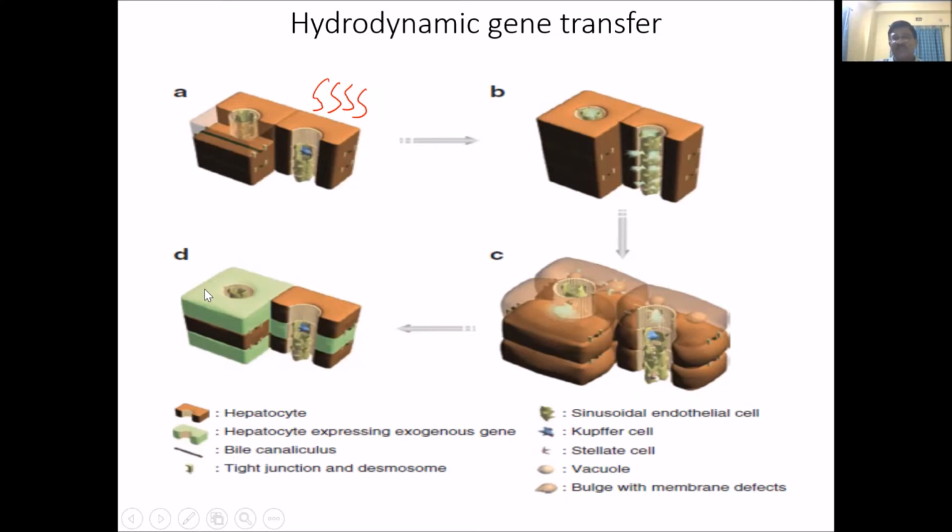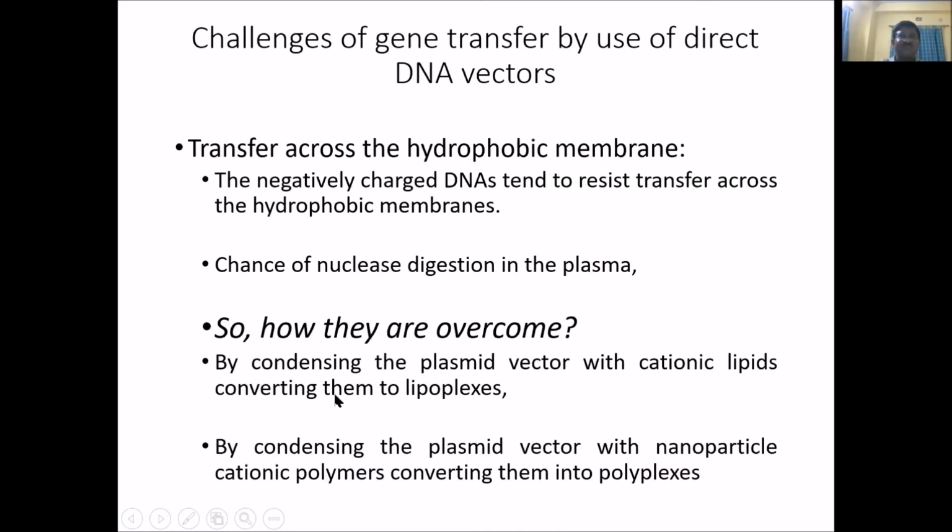Now, this hydrodynamic gene transfer model is particularly useful for gene therapy of the hepatocytes. The precondition is that you generally have to have a fenestrated capillary endothelium so that the liquid containing the DNA can directly go from the capillary endothelium to the parenchymal cells. Now, what are the different challenges?